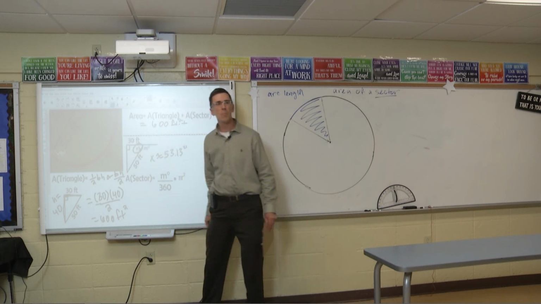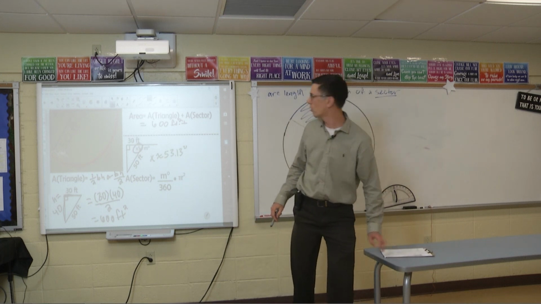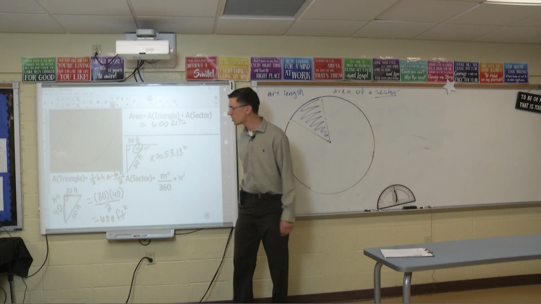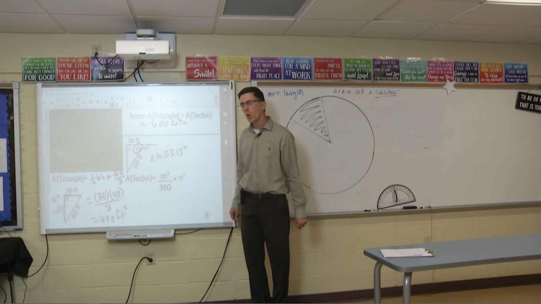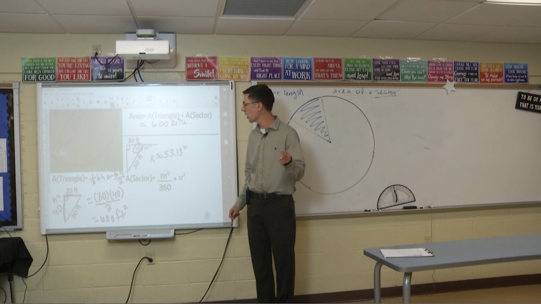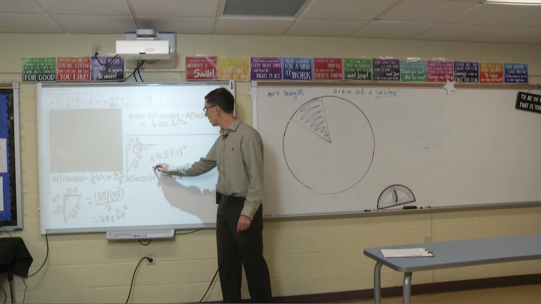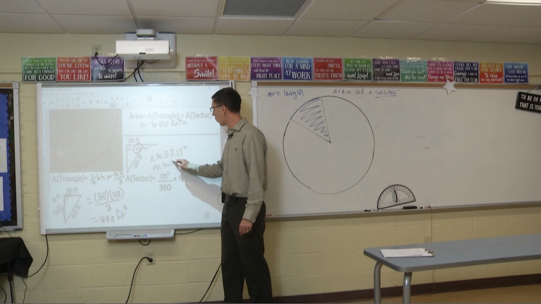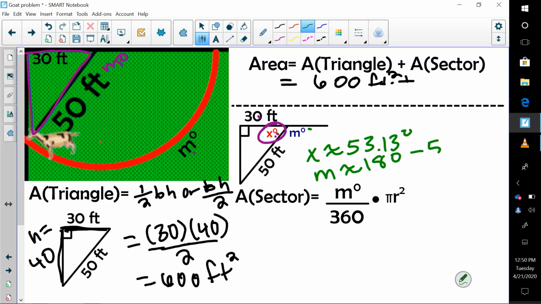Now, as a result of that, what is the measure of M, which is the central angle measure right here? What is the measure of M? Now, we notice that these are a linear pair, which means they form a line, two adjacent angles that form a line. So M is going to be approximately 180 minus 53.13. 180 minus 53.13 is 126.87. Now, that angle is our M.